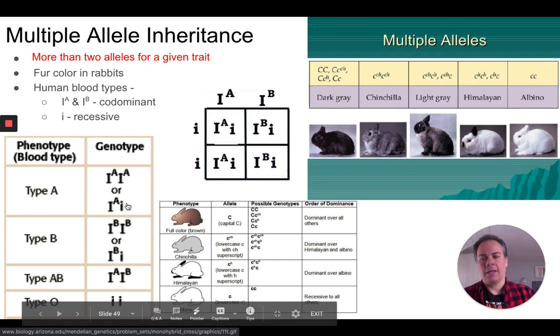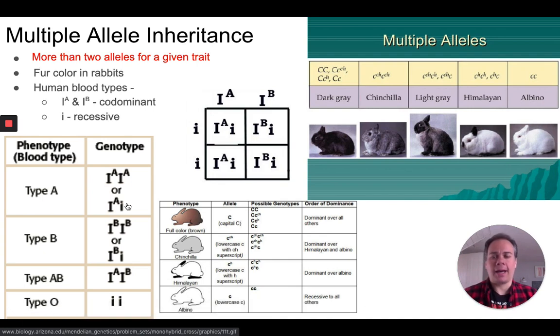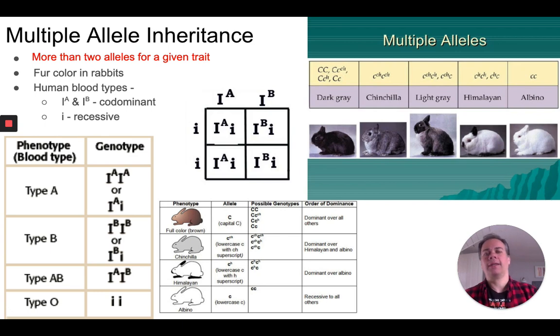If they get an I^A and an I^B, then because those two alleles are codominant, they're both expressed. So that's what it means when a person has type AB blood. They're expressing both of those alleles. And then the last situation, if a person gets two lowercase i, those recessive alleles, then they have what we call type O blood.